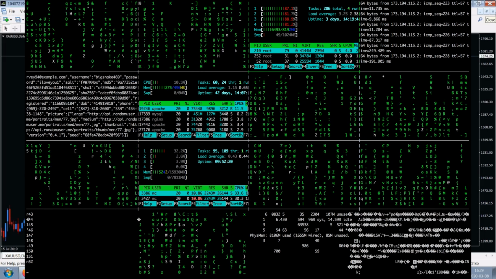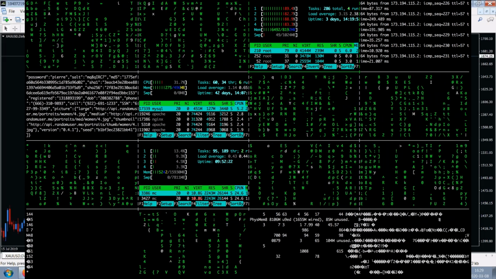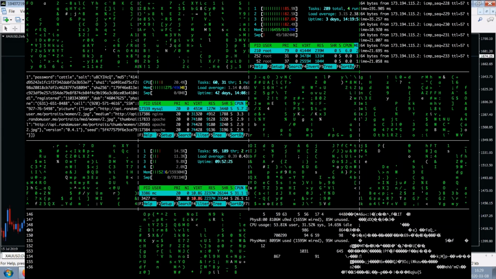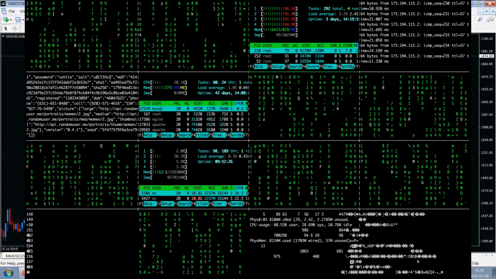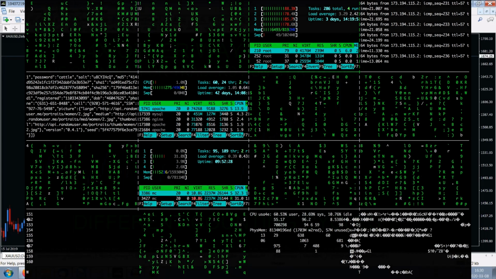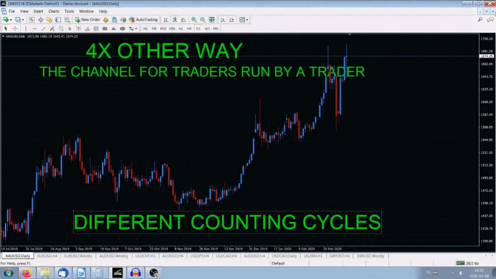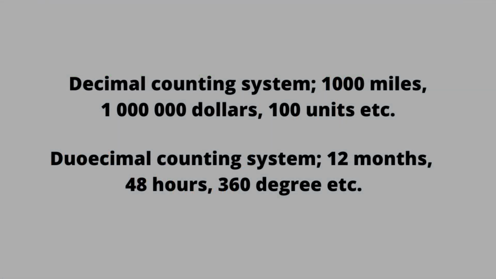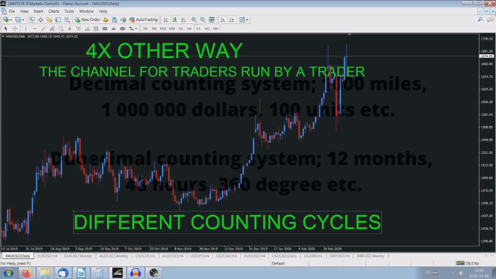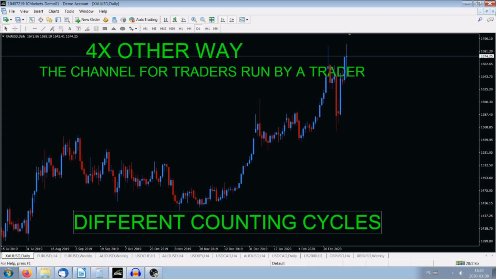Have you ever wondered that we live simultaneously in two different worlds of mathematics, where money and distance we measure in the decimal counting system, such as tens, hundreds, thousands, and millions, when our time is measured in the 12-based counting system, such as hours, months? Have you ever noticed that 12 is a harmonic value and 10 is not harmonic at all?